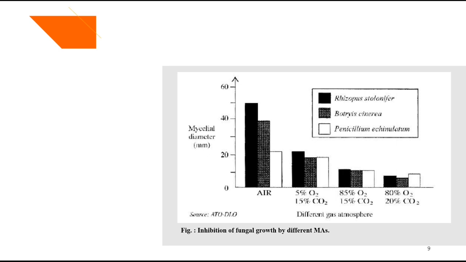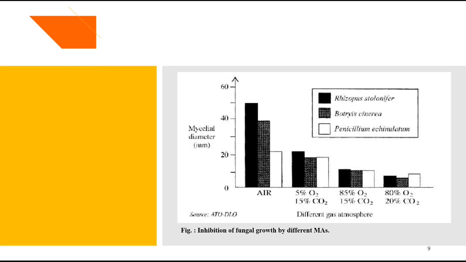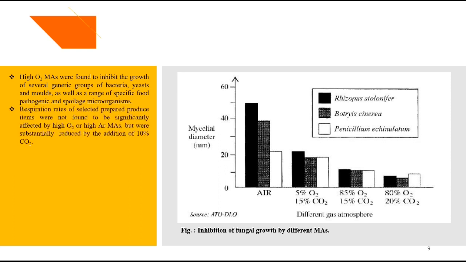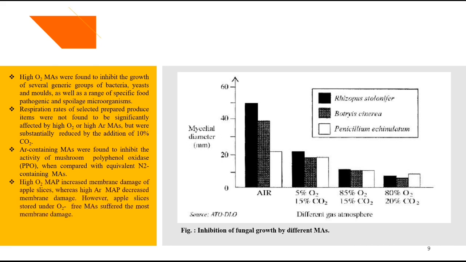High oxygen modified atmosphere was able to inhibit the growth of several generic groups of bacteria, yeast, and molds. Respiration rates of selected prepared produce items were not found to be significantly affected by high oxygen or high argon modified atmosphere, but were substantially reduced by the addition of 10% carbon dioxide. Also, modified atmosphere containing argon was found to inhibit the activity of mushroom polyphenol oxidase.